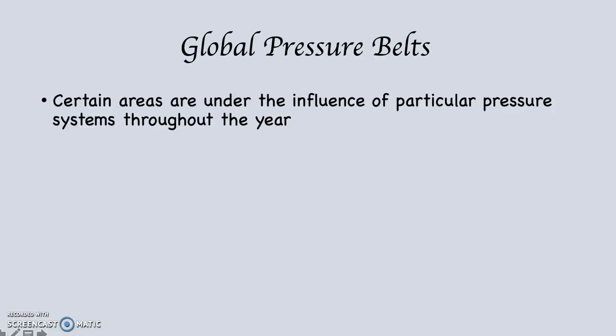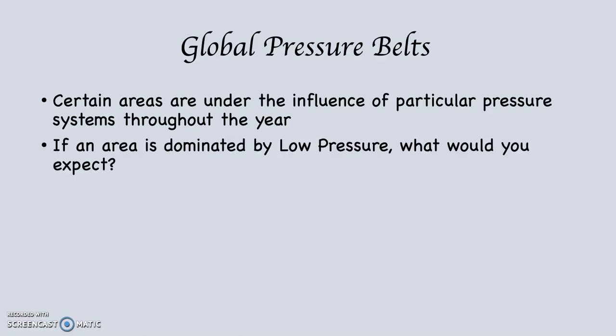We are going to begin to connect some dots here. This starts with the global pressure belts. Certain areas on the planet are under the influence of particular pressure systems throughout the year. If an area is dominated by low pressure, considering what you know about low pressure, converging, rising air, clouds forming, all of that, what would you expect?